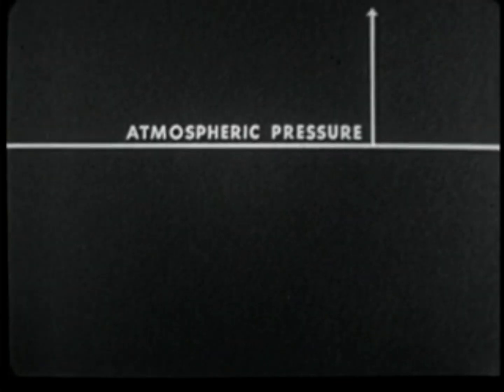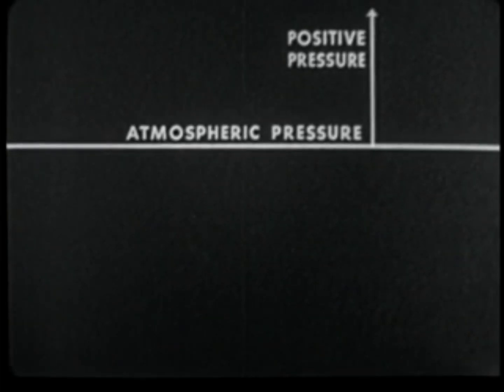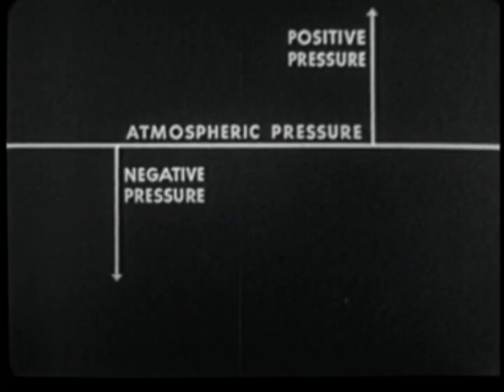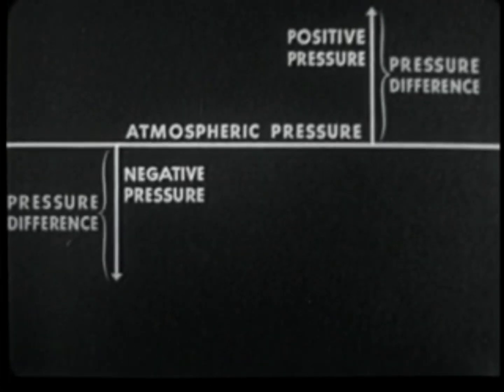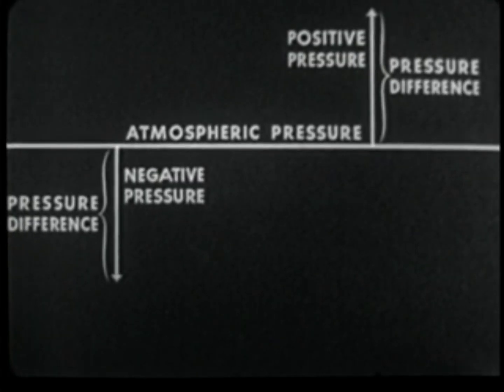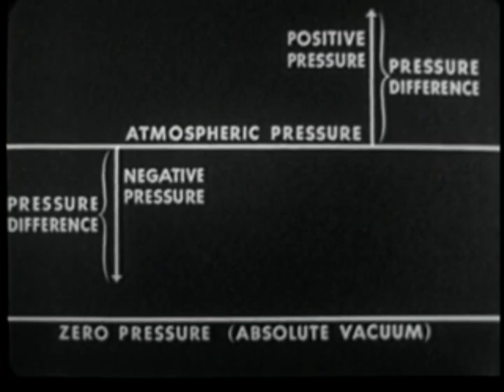Atmospheric pressure is usually taken as the reference level. Pressures above atmospheric are called positive. Those below atmospheric are called negative. Actually, these values are pressure differences with reference to the atmospheric pressure. With reference to absolute zero, all pressures are necessarily positive.